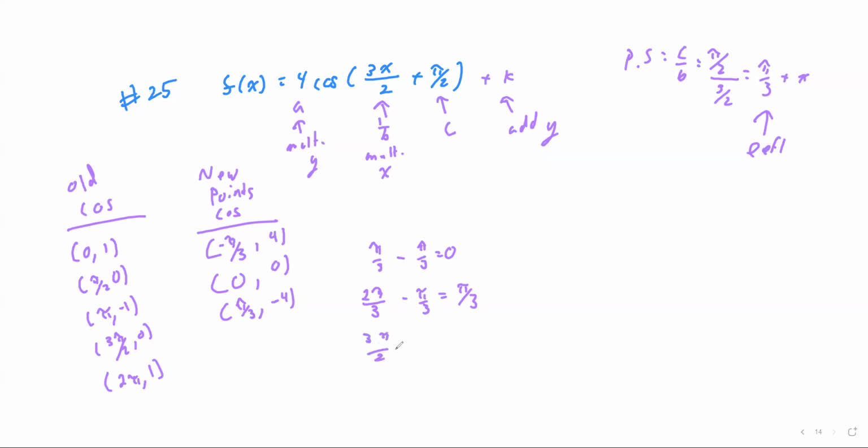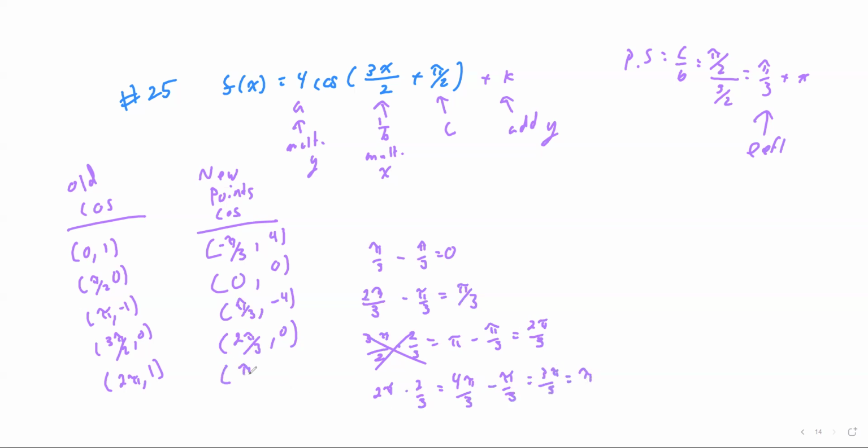So 3 pi halves times 2/3. I see my 2's and 3's would cancel. And I'm left with just pi. Now I can subtract pi thirds from that, and I'm left with 2 pi thirds, comma, 0. And then I'll take 2 pi times 2/3, and this will give me 4 pi thirds minus pi thirds, which is 3 pi thirds, which is just pi. So then I get pi, comma, 4.